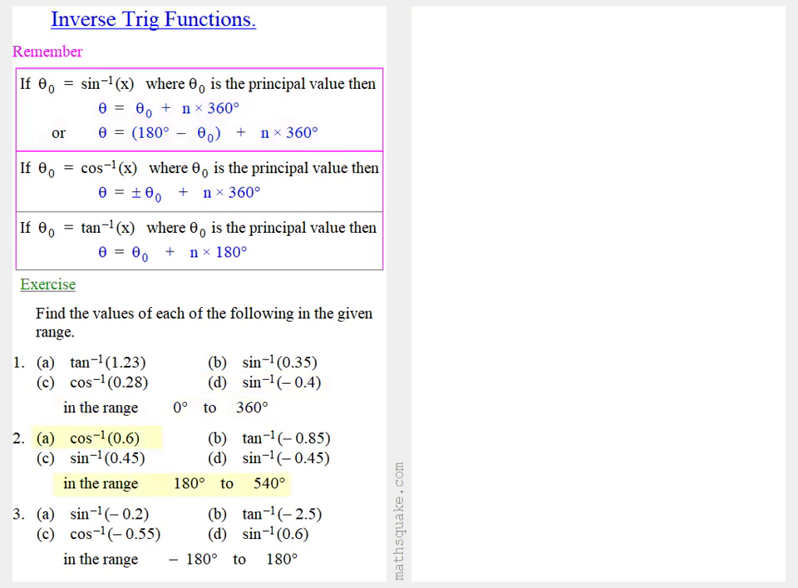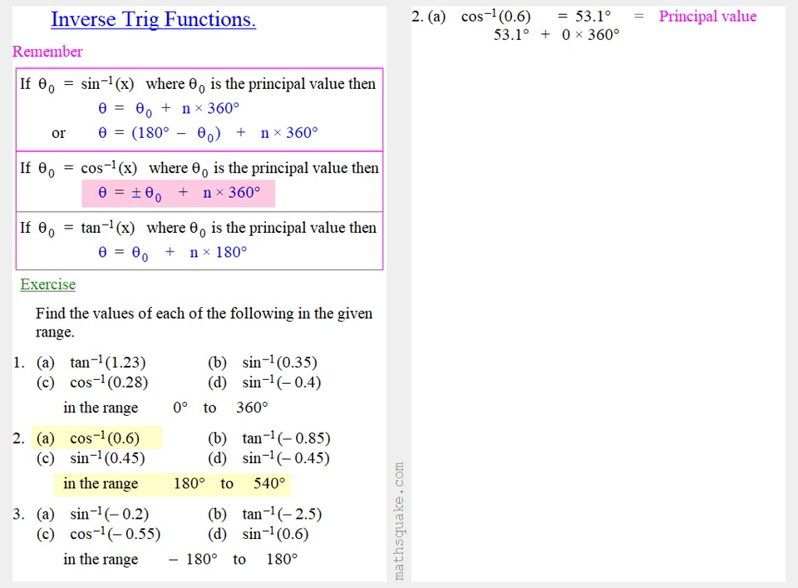In question 2, we're asked to find the angle in the range 180 to 540 degrees. Now in 2 part A, we're asked to find the inverse cosine of 0.6. And if we do that on the calculator, it's 53.1 degrees, and that's the principal value. Now the general solution is the principal value, or minus the principal value, plus n times 360 degrees.